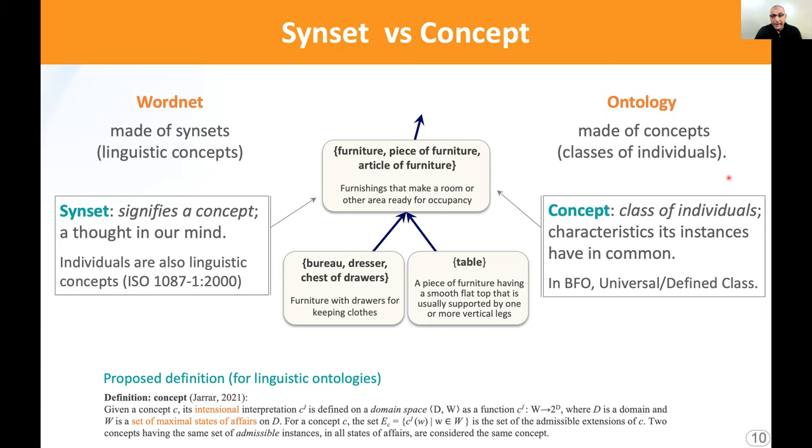This means that concepts that do not have individuals cannot be part of the ontology, but they can be part of it. So synsets are not the same as concepts. As I will show you later, in the Arabic ontology, I define a concept in the intentional sense, with intentional interpretation, following Nicola Guarino's definition of a conceptualization, which refers to the set of maximal state of affairs, which I believe this definition is more suitable for knowledge graphs.